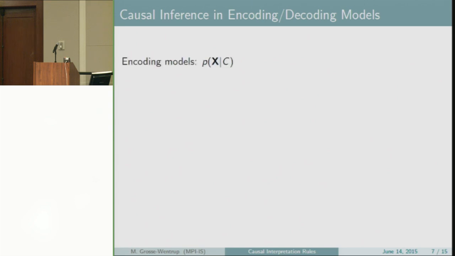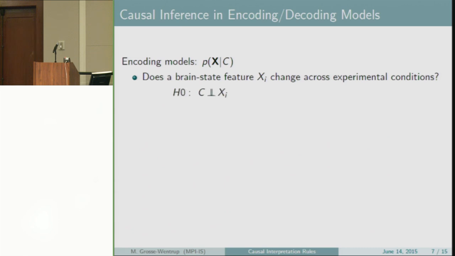So in encoding models, we're modeling brain state features as a function of the experimental condition. So the question then that we're asking when we have such an encoding model is, does a certain brain state feature, xi, change across experimental conditions? So we want to test the null hypothesis for each brain state feature, whether the experimental condition and the brain state feature are independent. And if we can reject that for a certain feature, then we say that xi is a relevant feature in our setting, and we wish to interpret it.